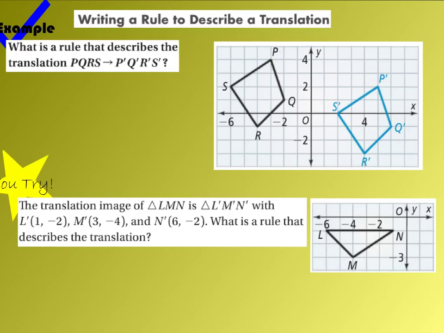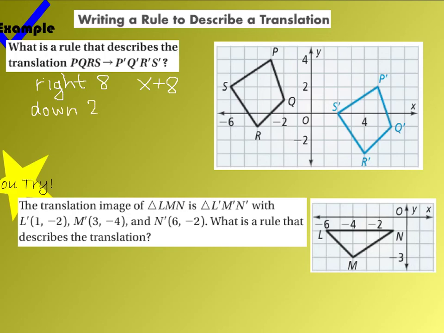From P to P prime, I went right by 1, 2, 3, 4, 5, 6, 7, 8. So let's write that down. I went right by 8. Okay, now if I'm moving left and right, that's affecting my x value of my coordinate. And if I'm moving to the right, that's in the positive direction. So I need to write x plus 8. Now let's look at our y. From P to P prime, I went down. Well, I went down 2.